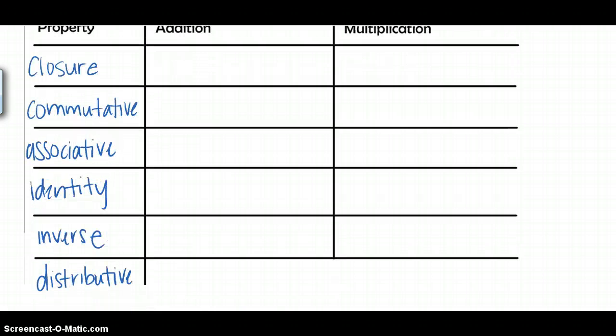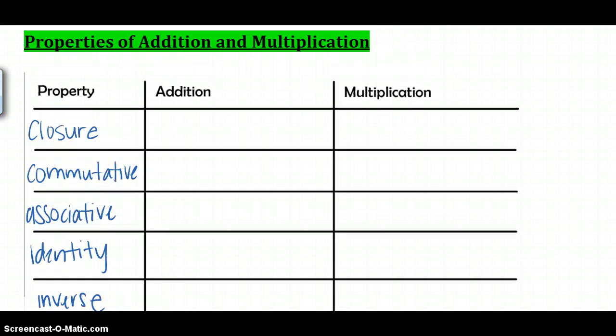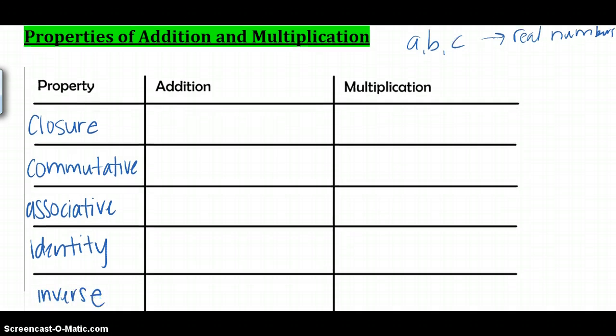Alright, let's talk about closure. Each of these properties have different notation for addition and multiplication. That's why there's two different columns. In all of these, if you want to make a note, when I use A, B, and C, these are all real numbers. So instead of writing numbers, I'm going to write A, B, C, basically.